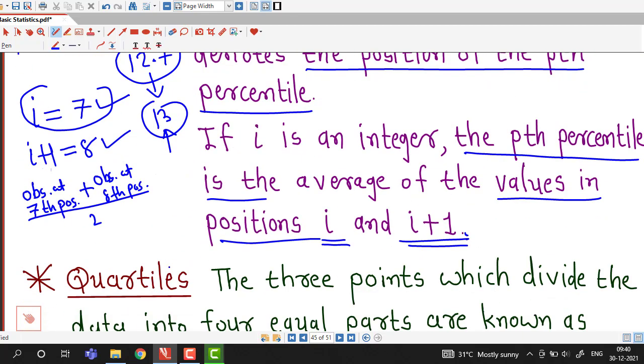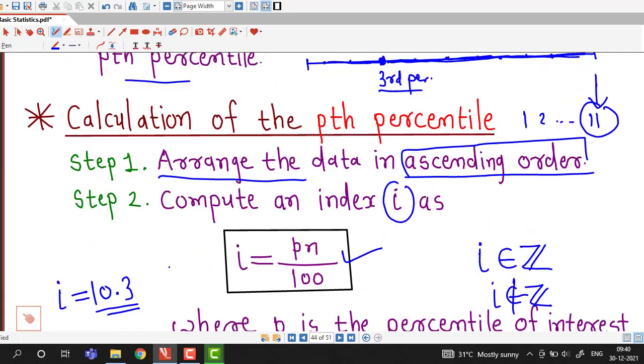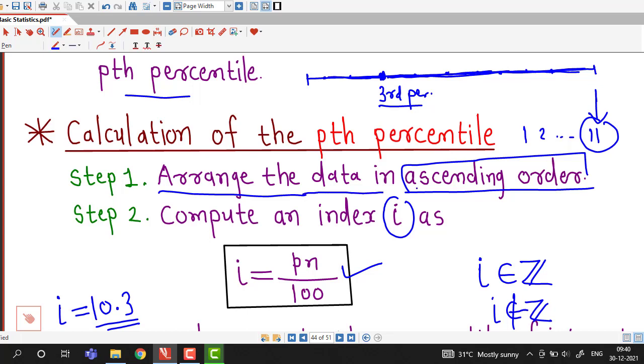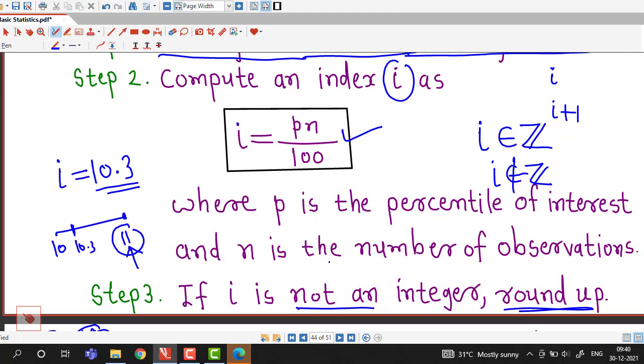So in this way we can calculate these percentiles. First we have to arrange the data in ascending order, then we find the index I by this formula, p into n by 100. If I is not an integer, we find the integer just greater than I, and the pth percentile is at that position. If I is an integer, we find the average of the observations at the I and I plus 1th positions, and that average will be equal to the pth percentile.